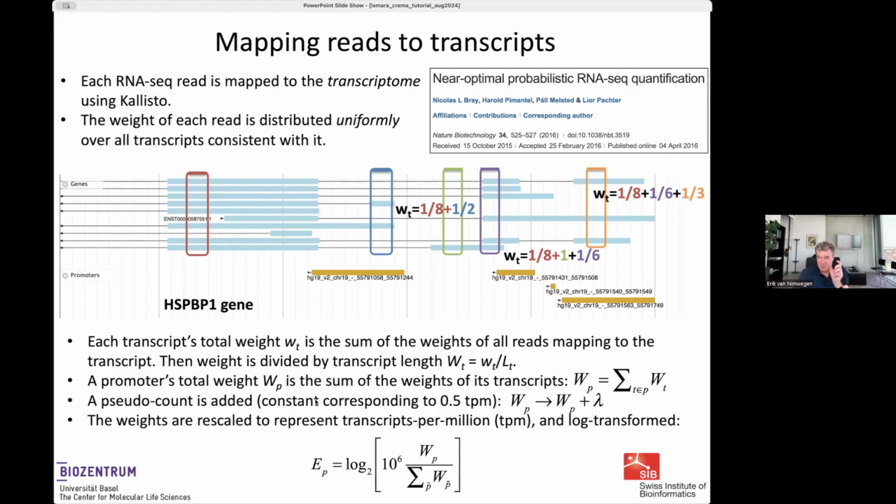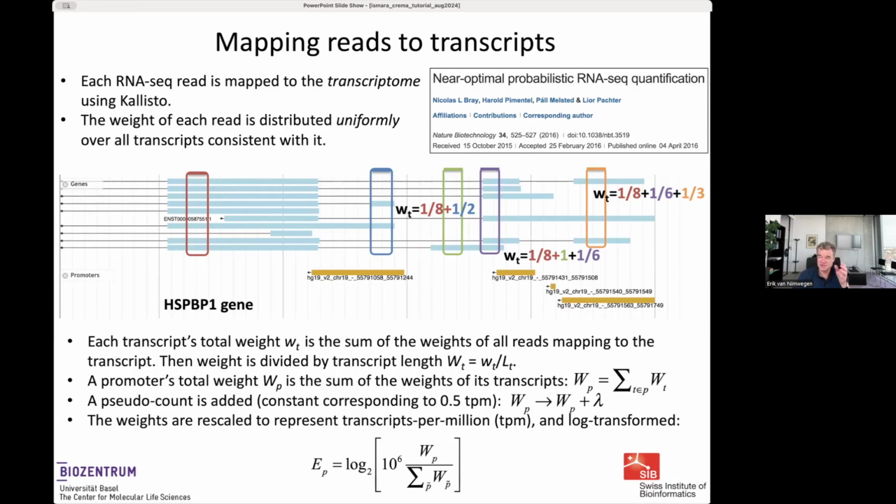And then finally, because ISMARA looks at the expression at the level of promoters, I sum up all the weights from all the transcripts that are transcribed from the same promoter. So the weight for a promoter is now the sum of the weights of the transcripts associated with the promoter. Then to deal with zeros, there is a small pseudo count added. And then finally, the weights are normalized, multiplied by 1,000,000 to turn this into transcripts per 1,000,000 transcripts unit of expression. And then we take the logarithm of the end.